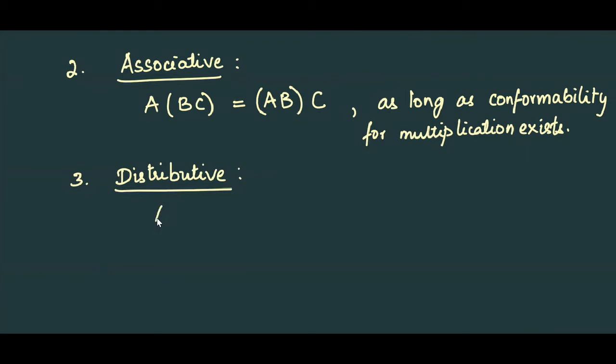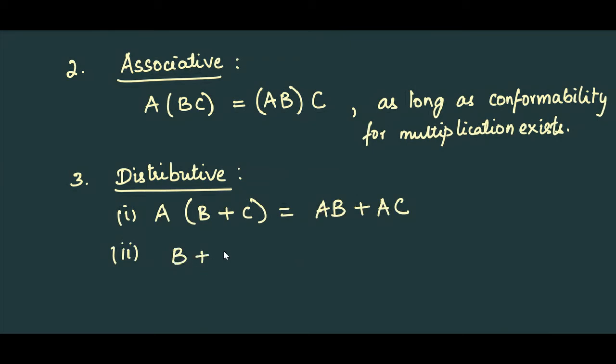So A multiplied by (B plus C) is AB plus AC. See the sequence. If I do (B plus C) times A, it will be BA plus CA. Okay, this is distributive. Multiplication is distributive over addition.